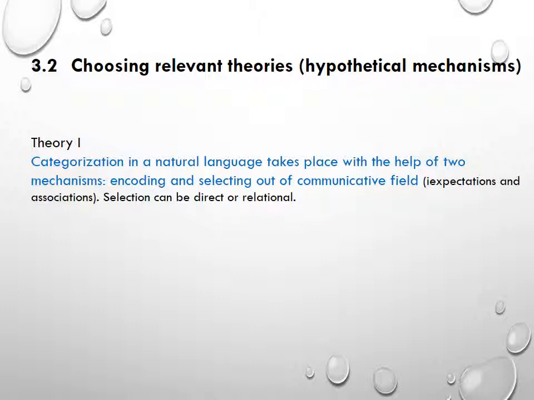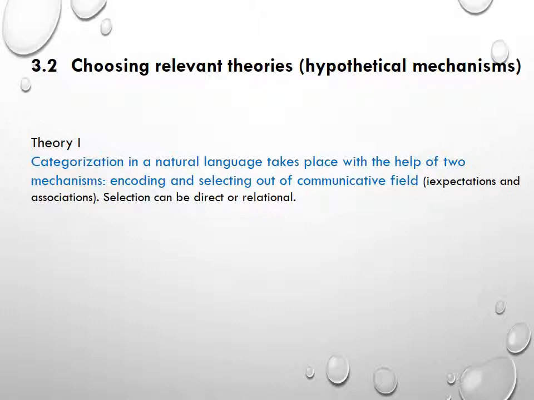Encoding means representing categories the Aristotelian way, that is, with sets of features shared by all and only that category members. Selection takes place by choosing the best matching item out of the given set of items coming to one's mind during the interpretation process. Selection may be direct or relational.